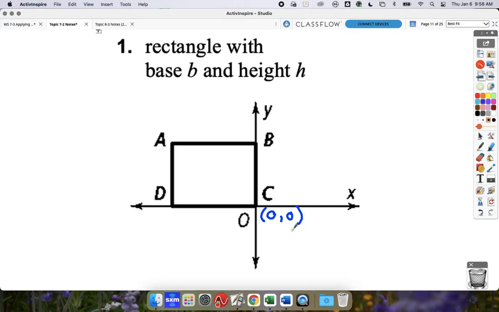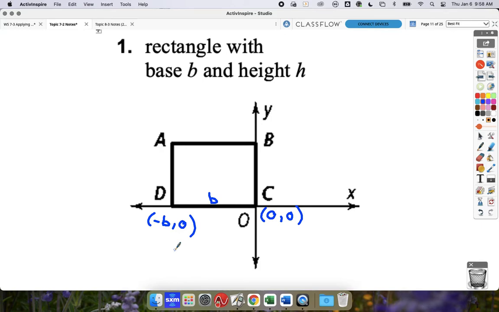Right? Your base has to be B long and your height has to be H long. So the base is this piece. This is B long. That tells you you move B away from the origin. So where is point D? You're going to go over B, or negative B, and up 0. Does that make sense?